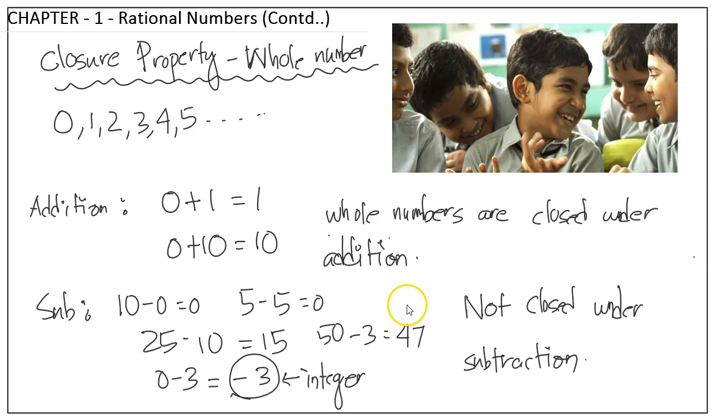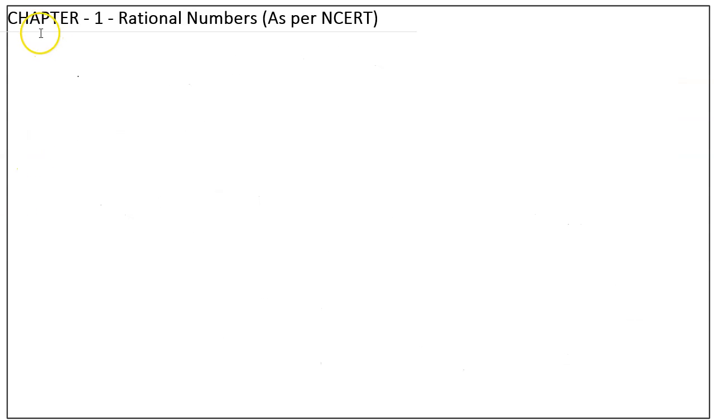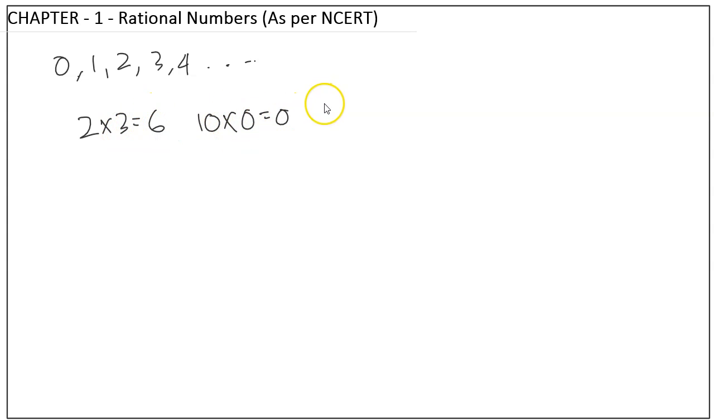Okay, and a similar kind of thing we have to do for multiplication and division as well. So if you look at division now, let's look at multiplication first. So for multiplication of whole numbers, whole numbers are 0, 1, 2, 3, 4 and so on, right? So let's do the multiplication. Let's say 2 multiplied by 3 is 6. 10 multiplied by 0 is 0. 0 multiplied by 0 is 0.